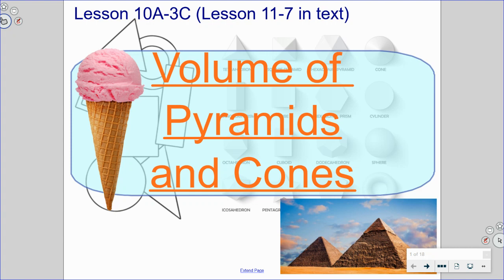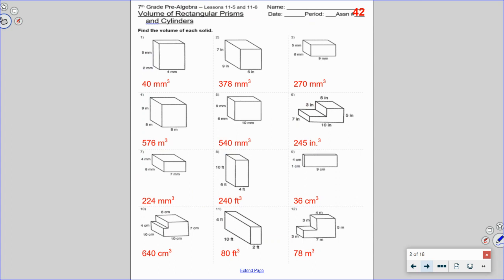Buddy, I'm going to call this lesson 10A3C, but really, chapter 11, lesson 7 in the textbook, volume of pyramids and cones. How much ice cream would fit in that ice cream cone? How much stone would it take to build a solid pyramid? First, I want to pause.